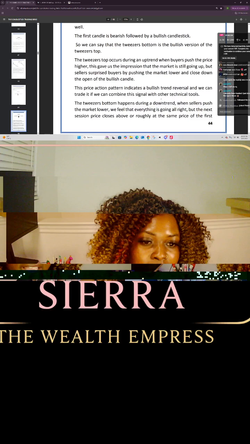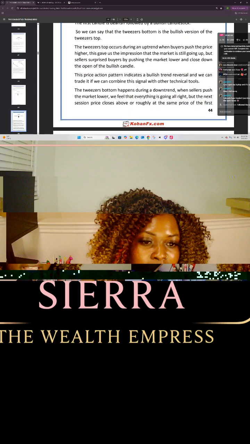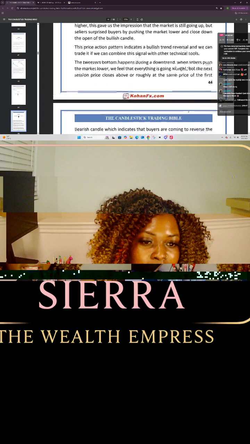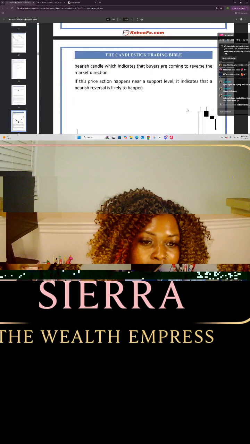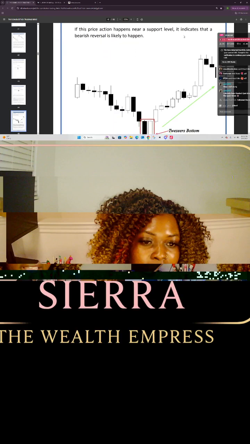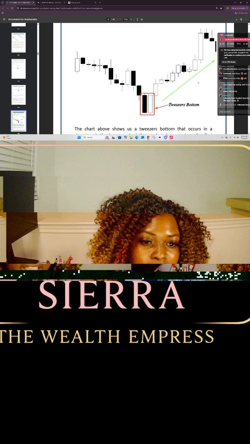The price action pattern indicates a bearish trend reversal, and we can trade it if we can combine this signal with other technical tools. The tweezer bottom happens during a downtrend when sellers push the market lower. We feel that everything is going all right, but the next session price closes above roughly or at the same price of the first bearish candle, which indicates that buyers are coming to reverse the market direction. If this price action happens near a fair value gap zone or a candle range zone, then it'll be accurate, right? So this is our tweezer bottom.